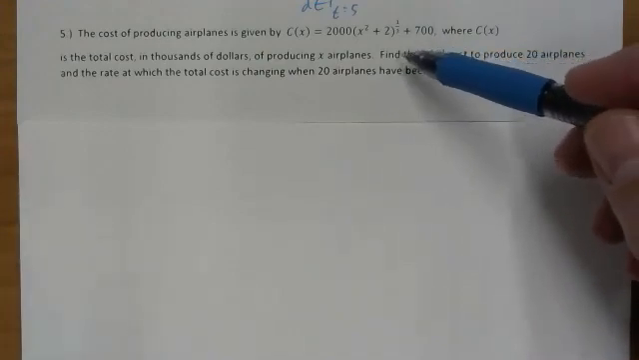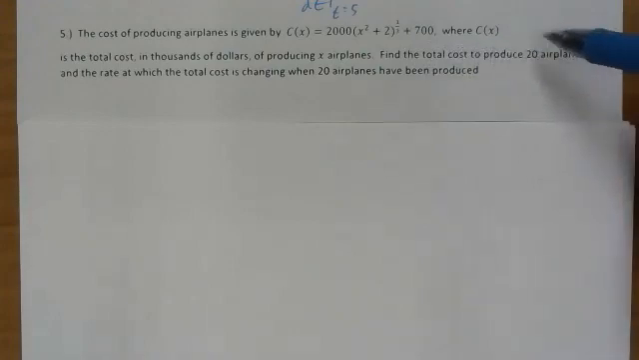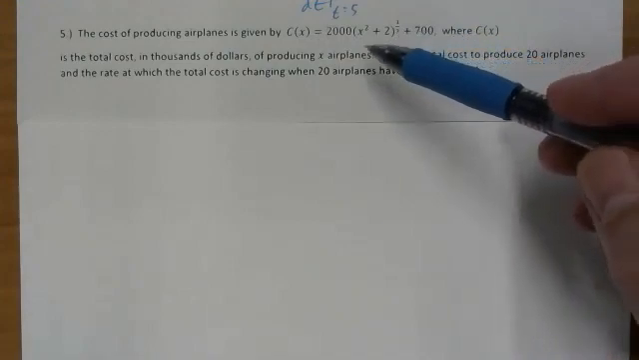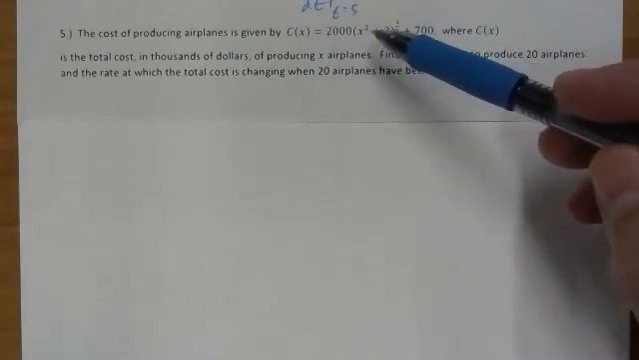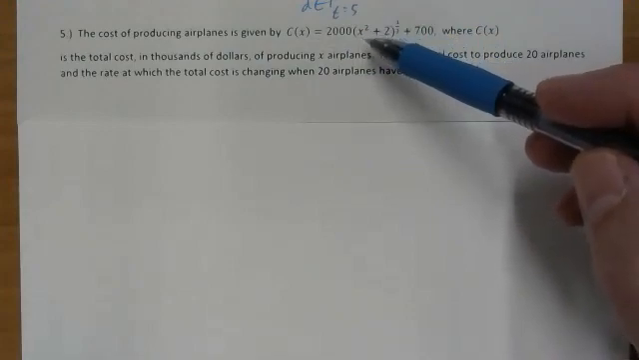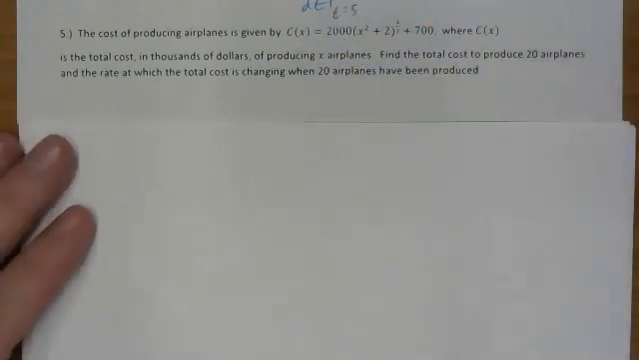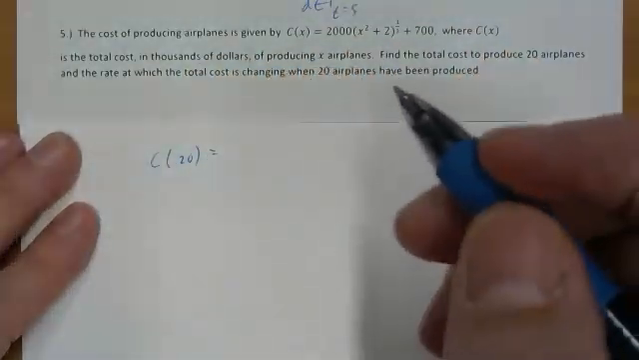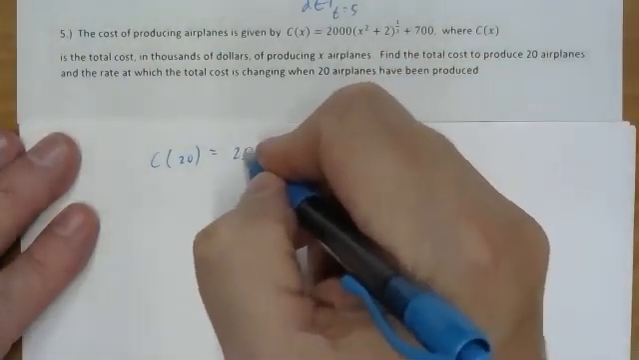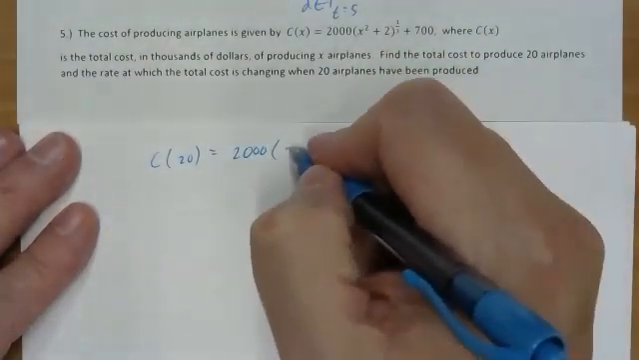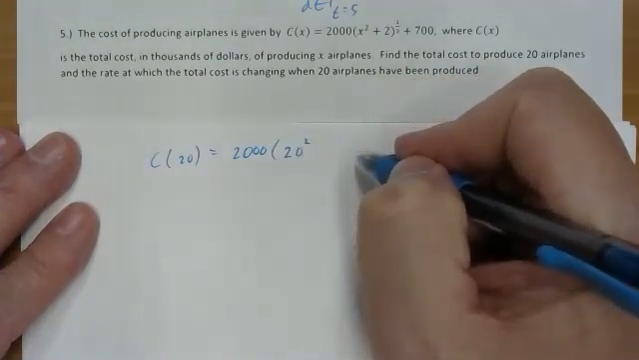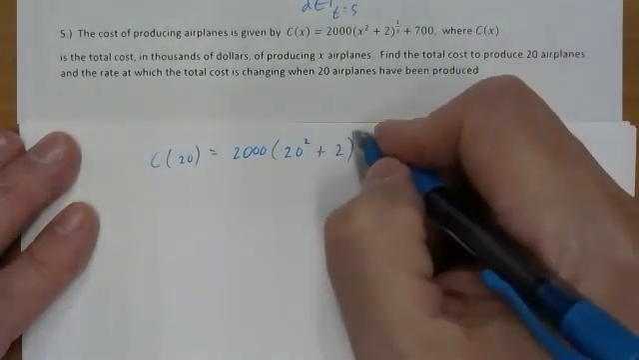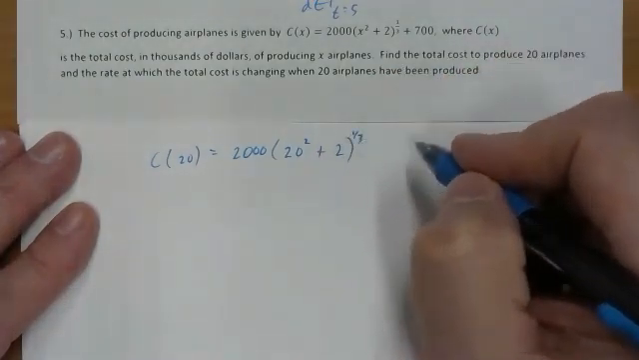The first half of the sentence says, find the total cost to produce 20 airplanes. Here's an equation that gives me the cost based upon how many airplanes have been produced. So I simply put in 20 for x and then do this math. So it's almost like C of 20 is going to be 2,000 times 20 squared plus 2, all raised to the 1/3 power.